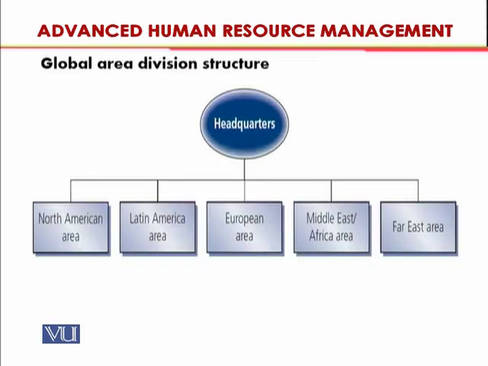This is particularly a global area division structure in which the organization is divided into various geographical areas. So it may be divided into North American area, Latin American area, European area, Middle East, African area, Far East area. But that is hypothetical. In real terms, the organization will have those divisions in geographical terms in which they are operating.